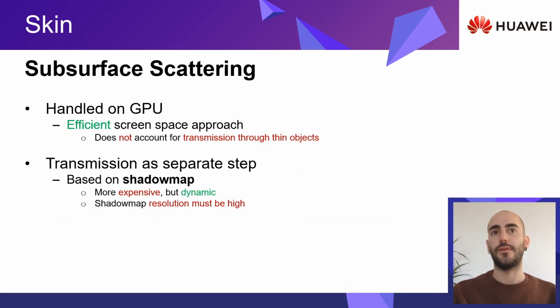Solving a BSSRDF accurately is very expensive, so O3D approximates it efficiently using a screen space approach. The downside is that it does not account for transmission through thin objects. This involves having to solve transmission in a separate step. The current solution computes transmission using shadow maps. This adds some computational cost but can handle transmission dynamically. An important note here is that since it uses shadow maps to approximate transmission, it is strongly dependent on the shadow map resolution, so having a low resolution is going to output non-valid results.